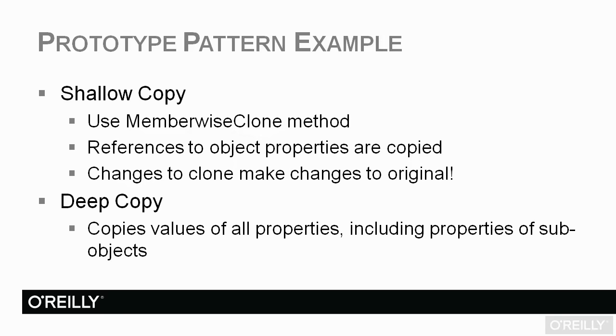In all likelihood, you'll want to provide a deep copy for your Clone method. A deep copy will copy the values of all of the properties, including the properties of sub-objects. So in our user case, it will copy the username, the name, the password, but it will also go into the address property and copy the address, city, state, and zip, and make actual copies of that, as opposed to just copying a reference of the address object. So that's a really important distinction. So although MemberwiseClone is easy to use and doesn't take a whole lot of code, there is that nasty side effect that can really get you into trouble.